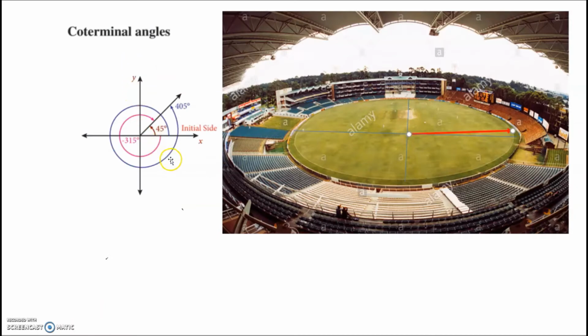Next, we're going to look at what coterminal angles are. Before we go into that, I want to take you into this stadium. It's a circular stadium. Now, you and I decide to go for a jog. You start jogging first. Let's say you start from this point here. You see the red arrow. That's your starting point, and you go around the circle.